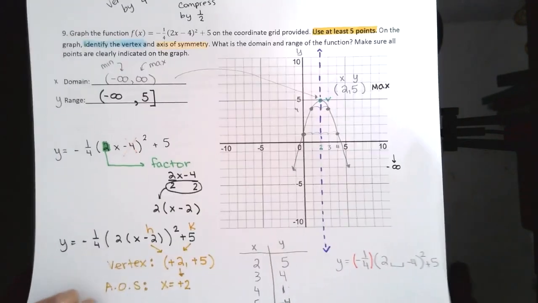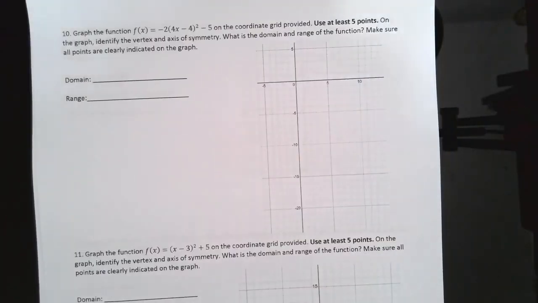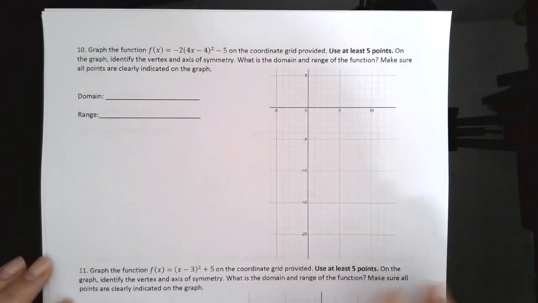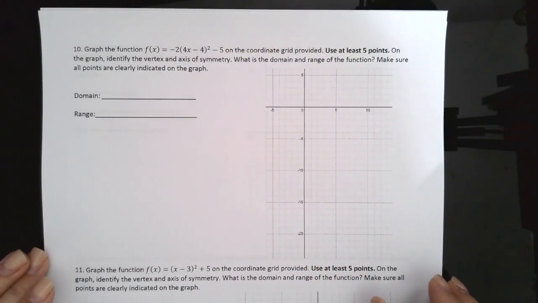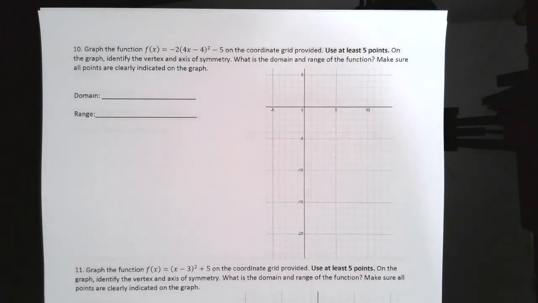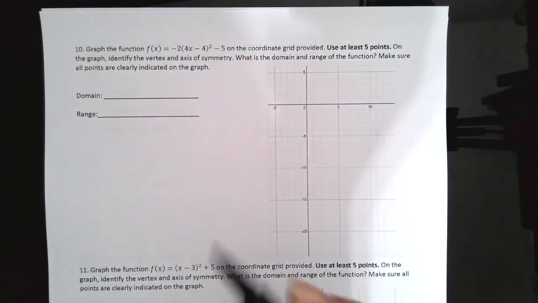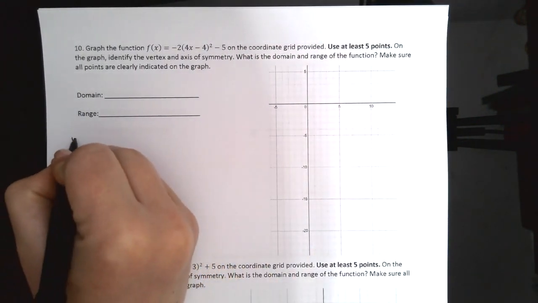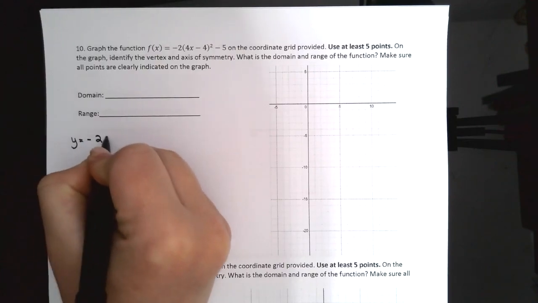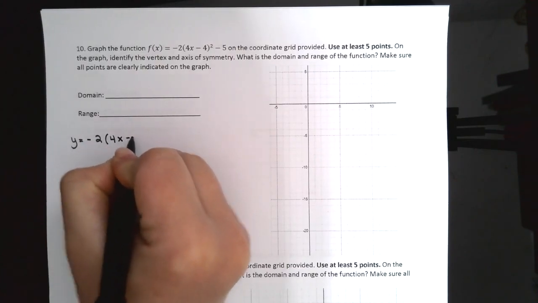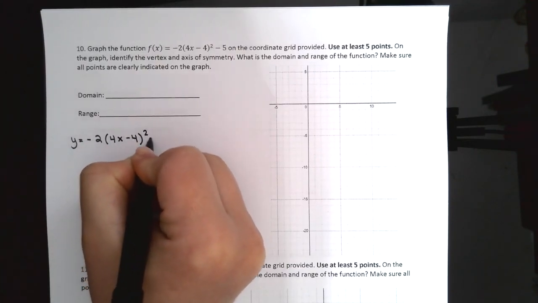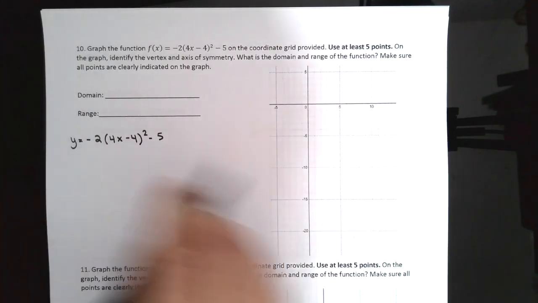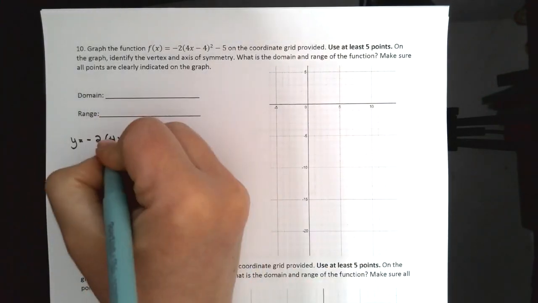Let's move on. Question number 10. Staying with vertex form. Again, same steps. I am going to work a little bit faster here. y equals negative 2, open 4, x minus 4, close it, square it, minus 5. I do see a b value, so I do need to factor that out.